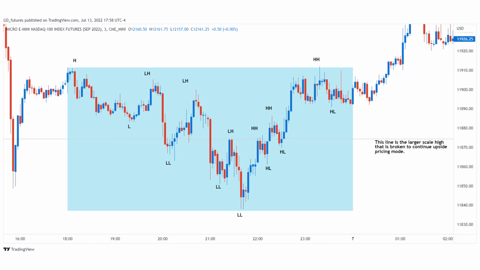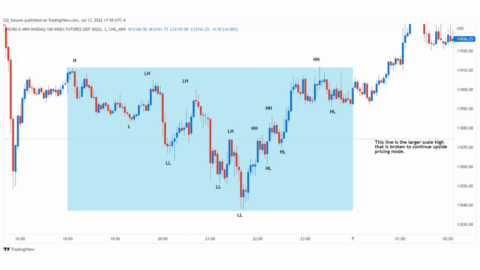Now when price creates a higher low and decides not to come down and create a lower low, and shoots up and creates another higher high, now we have confirmation that price is in upside pricing mode because it changed the entire direction of this downside pricing mode that's coming in, breaks this last one, and it's on its way up. So we have a higher high, higher low, higher high, higher low, higher high, higher low, all within a 3-hour area that we expected it to break. And this line that we're talking about is where we expected it to keep. This line is the larger scale high.